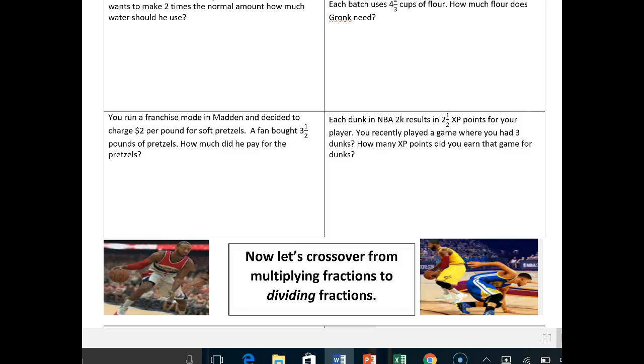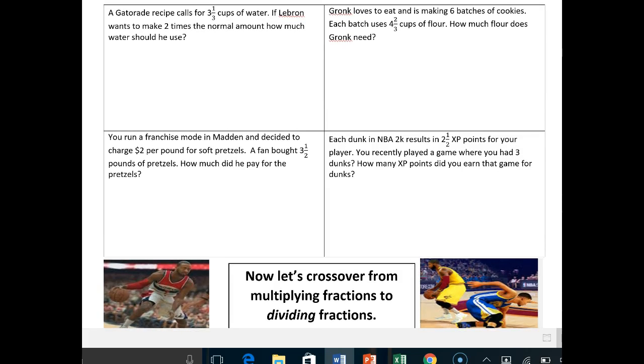All right, CJ, here's part 2 of today's notes. Remember, we're working with fractions in the real world, so I'm going to do a couple of these problems and then leave a couple to you. But again, we're using the theme of NBA 2K and Madden. So a Gatorade recipe calls for 3 1/3 cups of water. If LeBron wants to make 2 times the normal amount, how much water should he use?